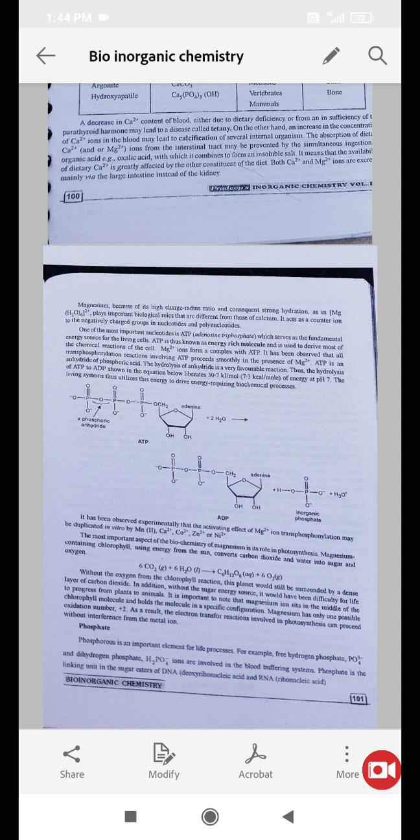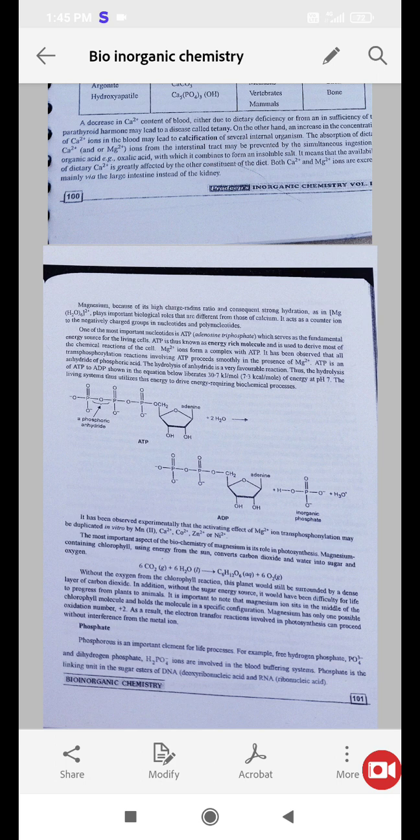This is the reaction. Without the oxygen from the chlorophyll reaction, this planet would still be surrounded by a dense layer of carbon dioxide. In addition, without the sugar energy source, it would have been difficult for life to progress from plants to animals. It is important to note that the magnesium ion sits in the middle of chlorophyll molecules and holds the molecule in a specific configuration. Magnesium has only one possible oxidation number, that is +2. As a result, the electron transfer reactions involved in photosynthesis can progress without interference from the metal ion.